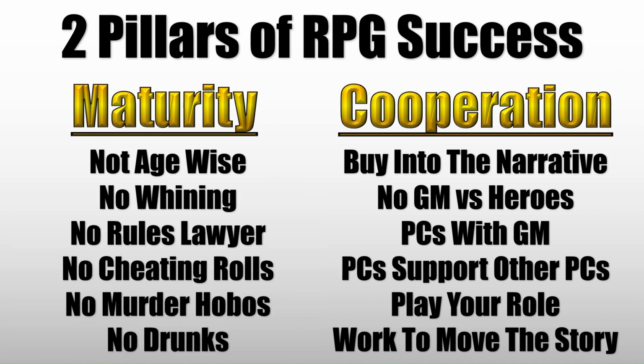What I'm talking about in terms of maturity is no whining and crying at the table. No rules lawyering. Every time the dungeon master makes a call, he doesn't need you to try to correct him. No cheating on your rolls. I don't know how many times I've looked at a player, they've rolled and slowly try to cover their hand to hide the number that they rolled. Come on, maturity. And no murder hobos, which is what today's video is about.